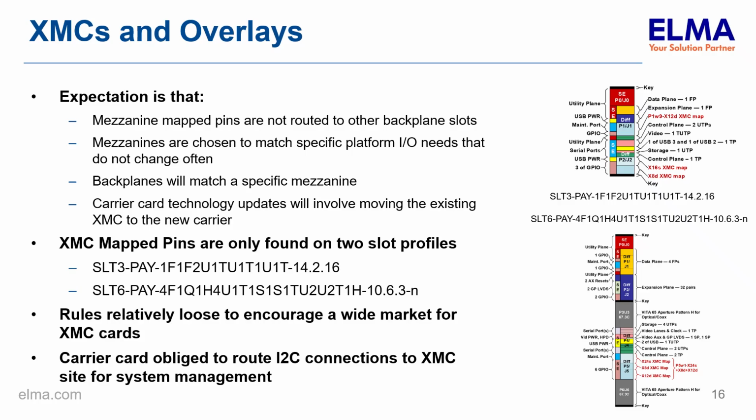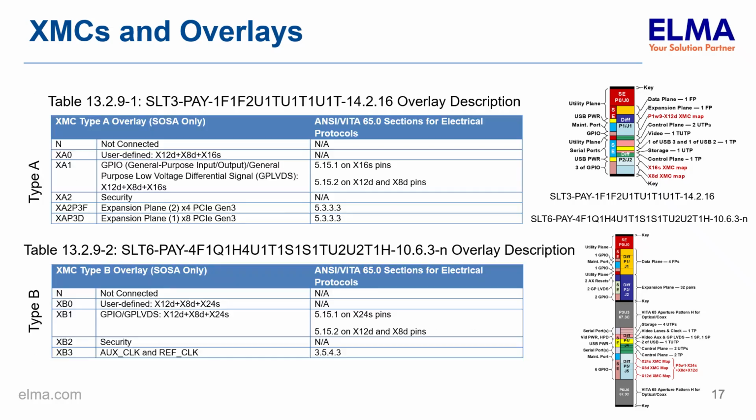The standard only has 2 slot profiles which map mezzanine I/O to the backplane, one 3U and one 6U. Beyond this, the rules are relatively loose to encourage a wide market for XMC cards. One rule that is quite strict doesn't actually apply to XMCs, but to the carrier board. It is obliged to route I2C connections to the XMC site so the XMC can integrate into the system management infrastructure if it offers the necessary sensors.